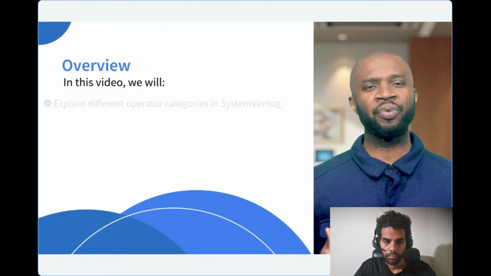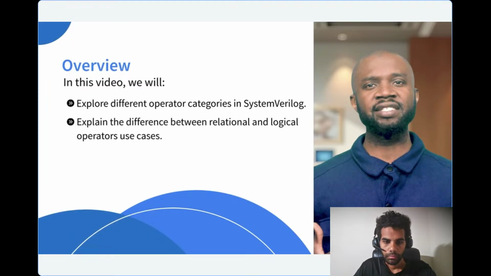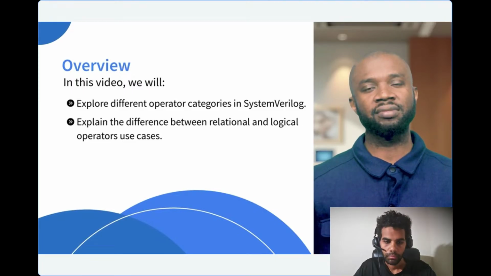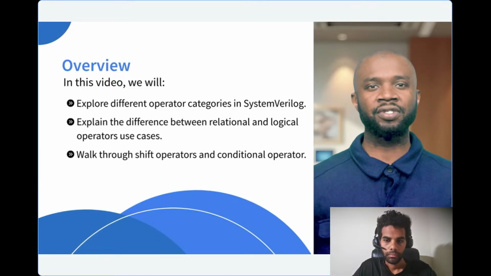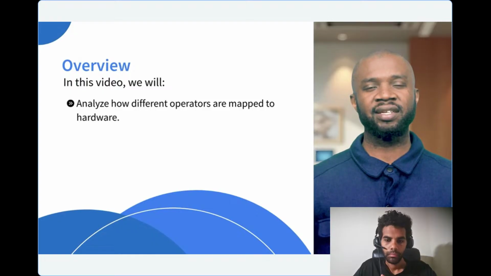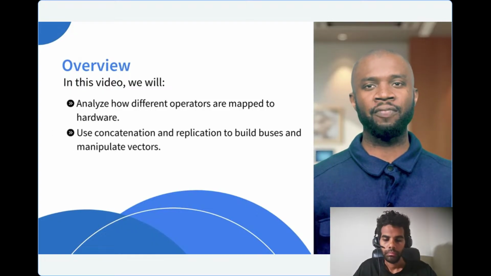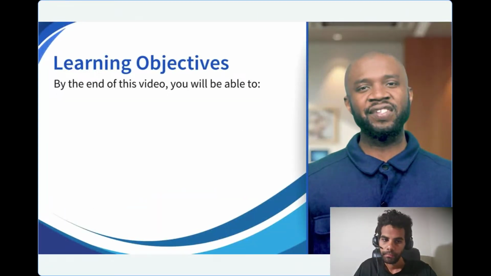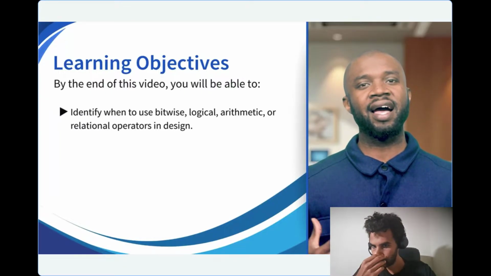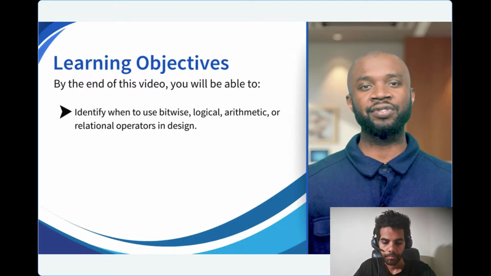In this video, we explore the different operator categories available in SystemVerilog, explain the difference between relational versus logical operators, and when to use each. Then we walk through shift operators, the conditional ternary operator, and how they map to hardware. And finally, we illustrate how concatenation and replication help you build buses and manipulate vectors efficiently. By the end of this video, you will be able to identify when to use bitwise, logical, arithmetic, or relational operators.